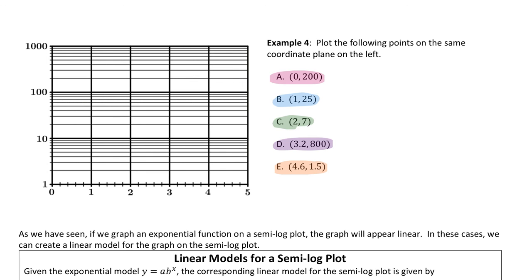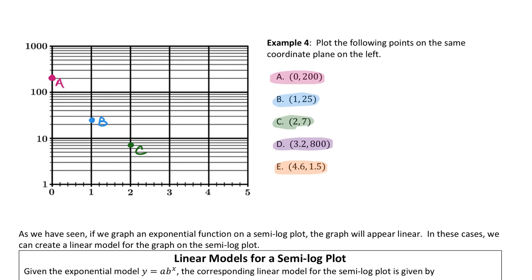Okay, let's check how we did. For letter A, 0, 200 would be approximately here. How'd you do? Yay. For B, 1, 25 would be approximately here. How'd you do? Fabulous. Okay, 2, 7. 1, 2, 3, 4, 5, 6, 7. Here? Did I count right?